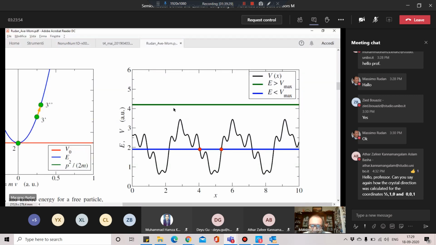So the idea is, why don't we take the average? Why don't we calculate, instead of the velocity or the momentum at each position, the average velocity or momentum of the electron over a period of the lattice. More or less, we obtain enough information from the average velocity. So this is a concept that is very important, okay?